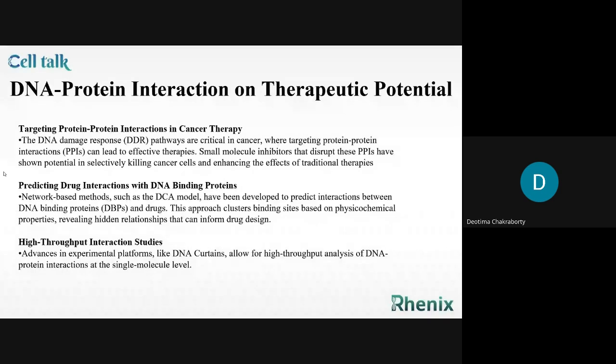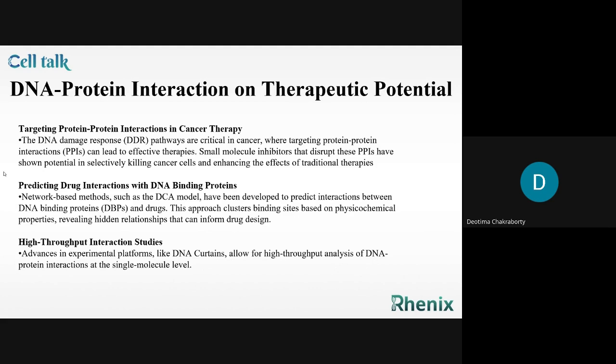It enhances the efficacies of traditional therapies. And for predicting drug interactions with DNA binding proteins, network based models predict interactions between DNA binding proteins and drugs, like clustering binding sites based on physicochemical properties. For example, erythromycin interaction with transcriptional repressors highlights opportunities for targeted drug design.